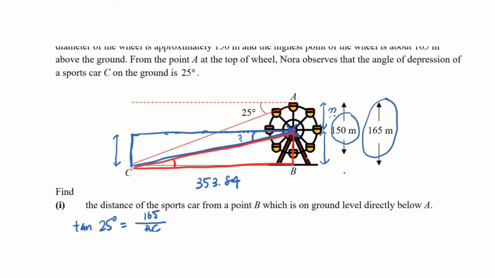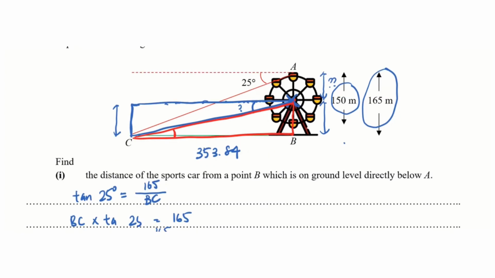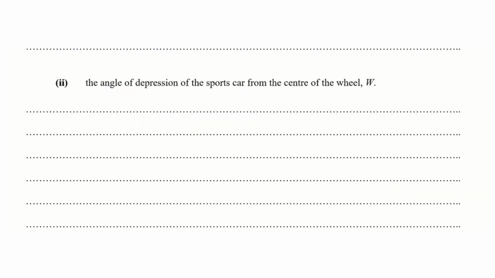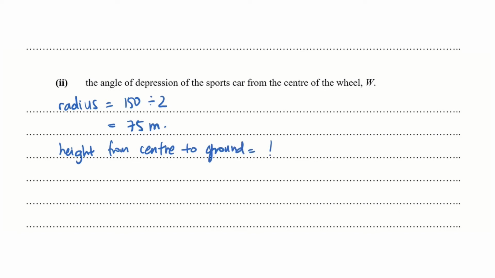With all these ideas, let me put it down into words. The radius is 150 divided by 2, which is 75 meters. The height from the center to the ground would be 165 minus 75 meters, as mentioned earlier, and that will be 90 meters.